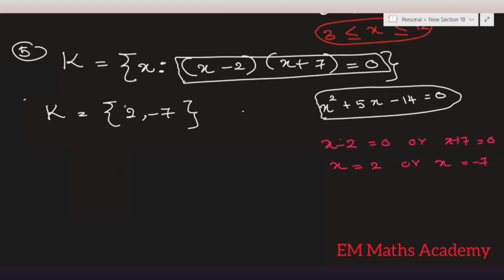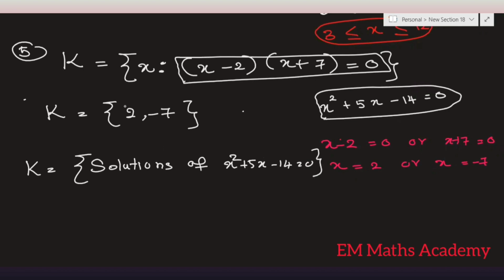Then what are these? We can write in descriptive method. These are the solutions of x squared plus 5x minus 14 equals 0. Or you can write this one. Doesn't matter. Yes, very good, Gaurav.